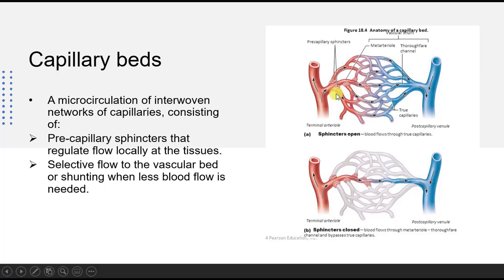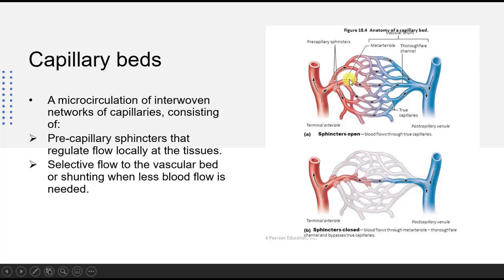What I wanted to focus on is that they have pre-capillary sphincters, and these are basically the gates that are present after the meta-arteriole, and the meta-arteriole is basically the junction between the arteriole and the capillary. At this meta-arteriole, we have pre-capillary sphincters, and these are basically the gates or the junctions at which the exchange can be closed or opened.